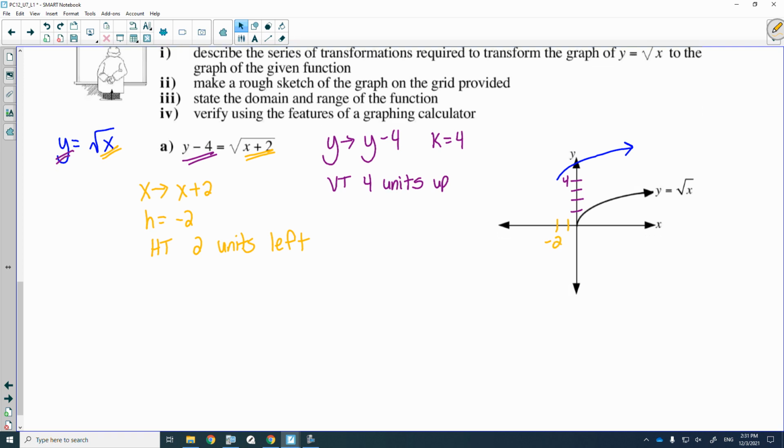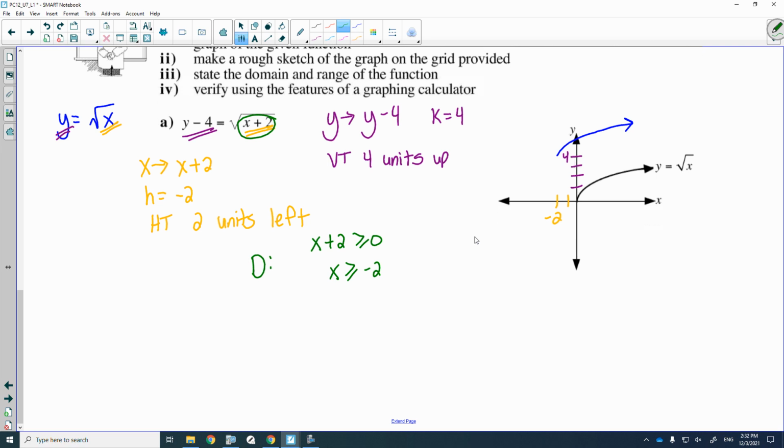We could get the domain and range from looking at this graph. However, what I always like to do for domain is you take the radicand, which is x plus 2, and that radicand must always be greater than or equal to 0. If you solve for x, you're going to have x is greater than or equal to -2, and that will be the domain of this function here. x is greater than or equal to -2. The range of this function is just from looking at the graph, and the range of this function would be y is greater than or equal to 4.